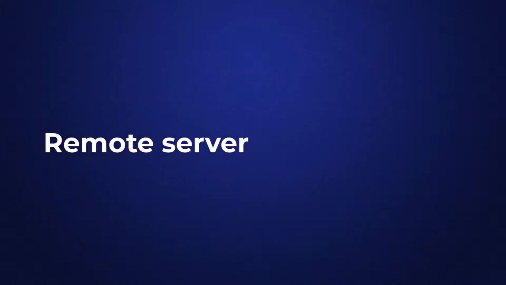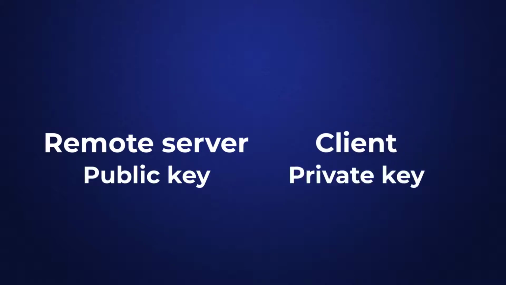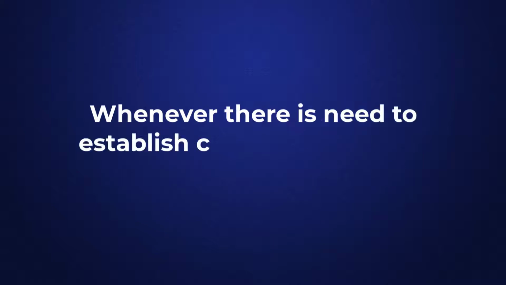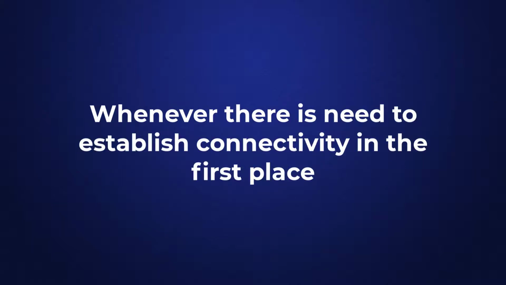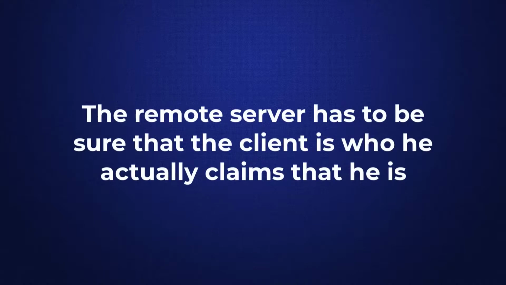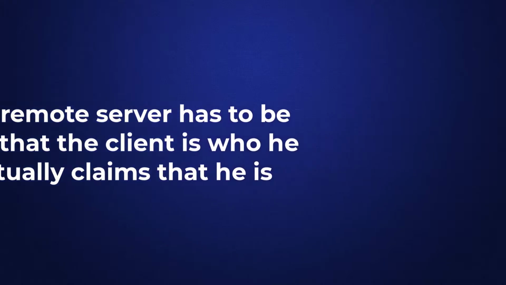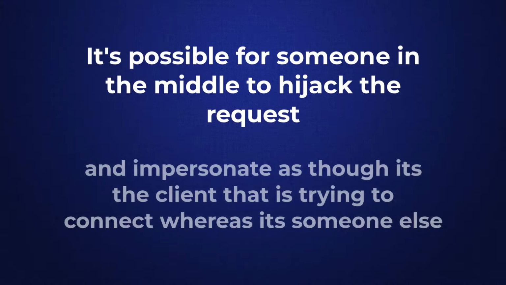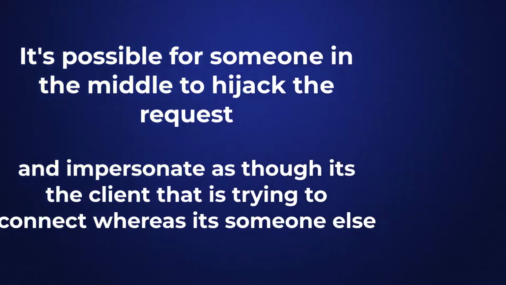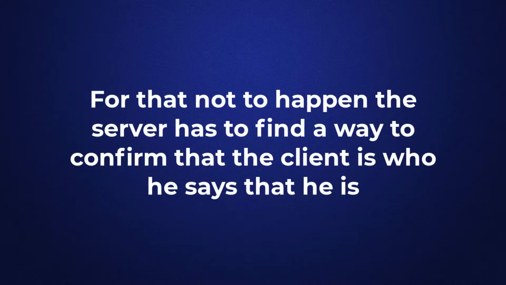So now that the remote server has the public key and the client has the private key, whenever there is need to establish connectivity in the first place, the remote server has to be sure that the client is who he actually claims that he is. Because it's possible for someone in the middle to hijack the request and impersonate the client that's trying to connect, whereas it's someone else. So for that not to happen, the server has to find a way to confirm that the client is who he says that he is.